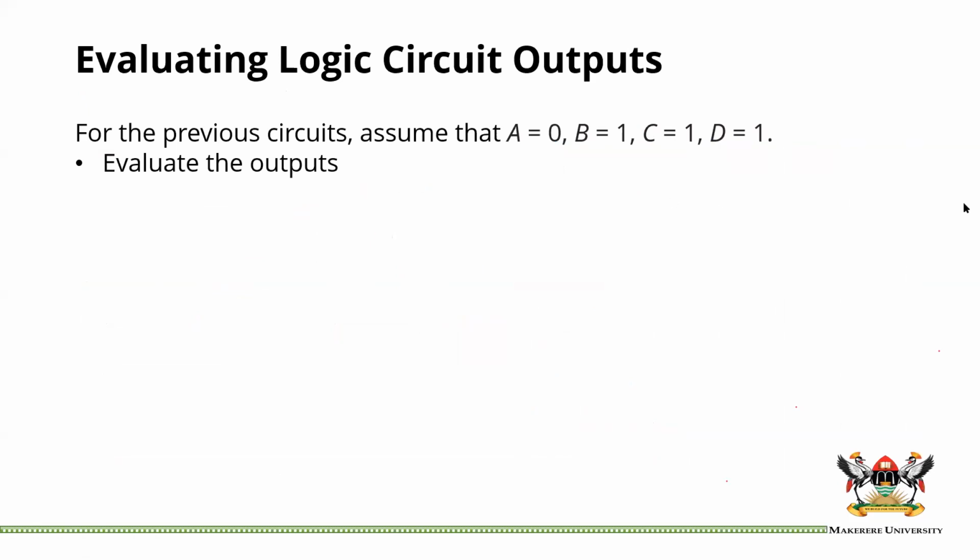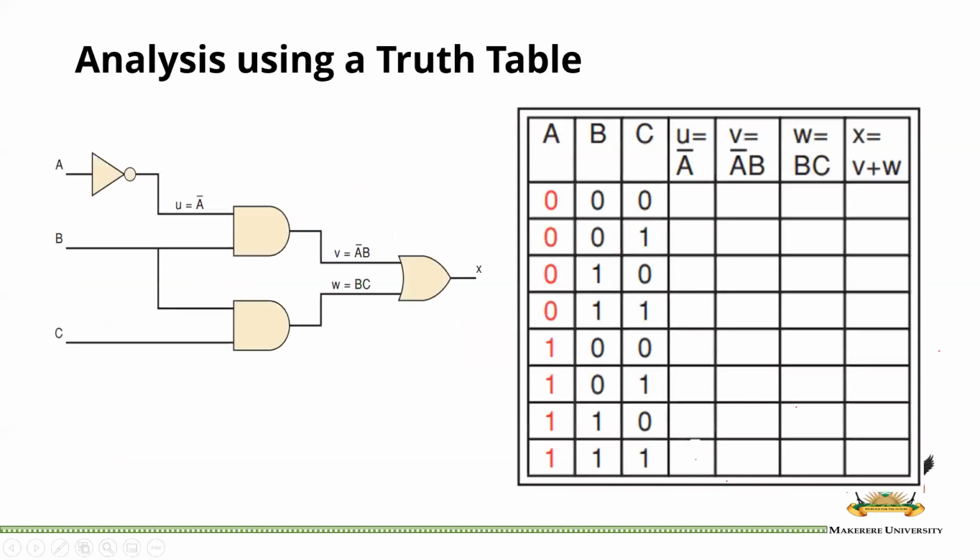Right. So let us look at this. We can evaluate our circuits using what we call truth tables. What we need is to put our 8 terms. In this case, we have 3 inputs. So 2 to the power 3 is 8. That means there are 8 different combinations, which is 000, 001, 010, 011, 100, 101, 110, and 111.